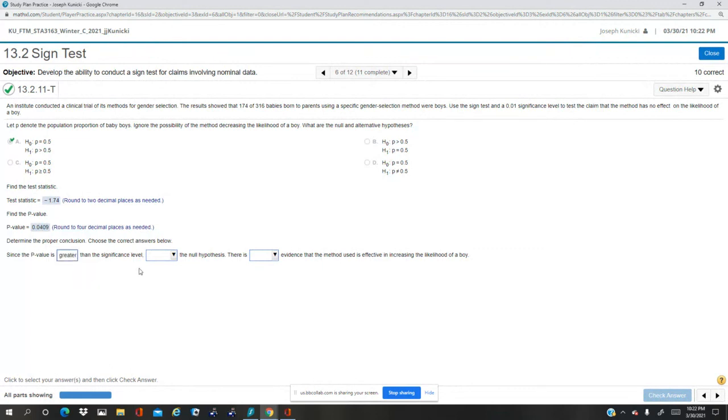So since the p-value is greater than the significance level, fail to reject. We're not in the tail. There is insufficient evidence that the method is effective in increasing the likelihood of a boy. Notice that it's 174 to 142, but statistically it's still not significant, at least not at the 1% level. At the 5% it is, but not the 1%.